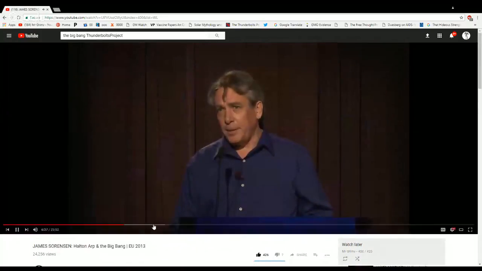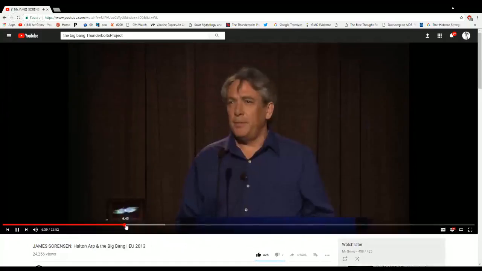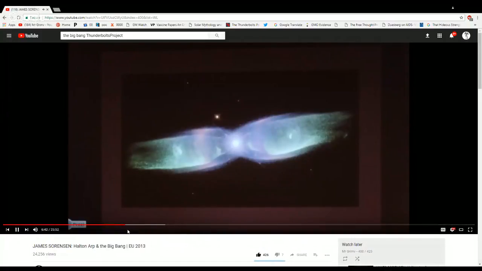And when I looked up and saw the Twin Jet Nebula, it became apparent to me that this is not an exploding supernova. This is a plasma formation.